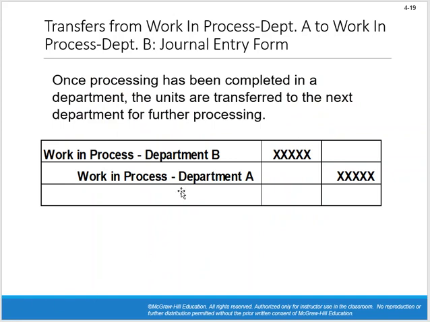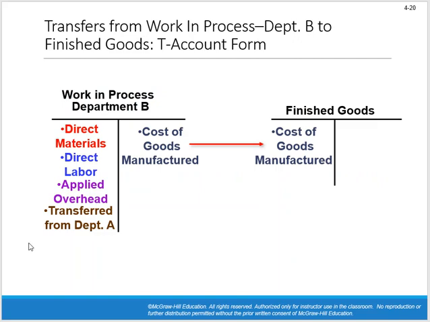And again, here's the same thing in journal entry form. We're debiting WIP Department B, it's going up, and we're crediting WIP Department A, it's going down. Assuming that Department B is our final department and now the product is complete, we're then going to transfer it from WIP Department B to finished goods.